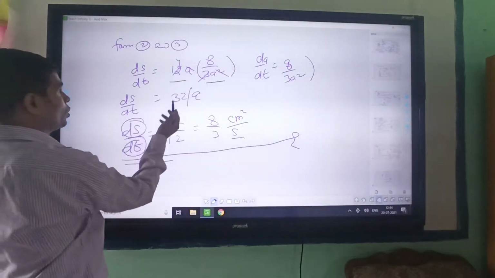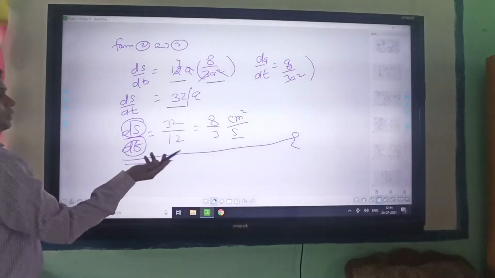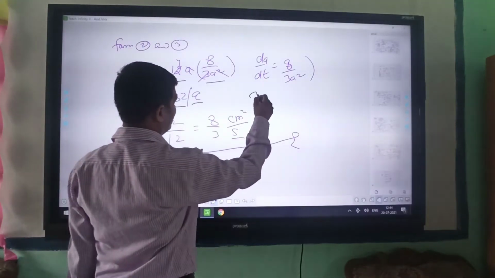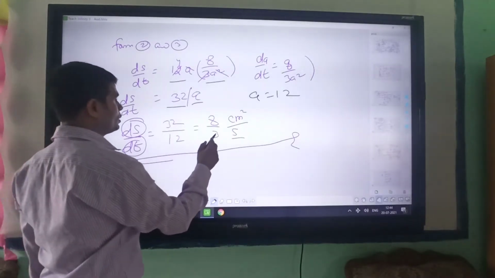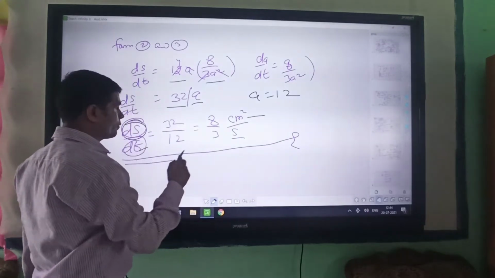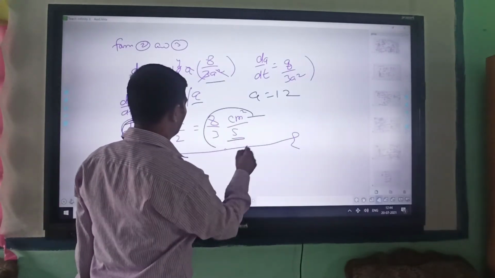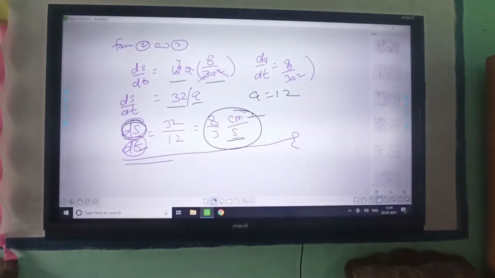After solving this one, I come to know 32 by a. Now the value of a is also given to us, that is a equals 12. So this gives us 4 8s are 32, 4 3s are 12. The unit of surface area is centimeter square and the unit of time is second. So this will be our final answer of this question. I hope it is clear to you.